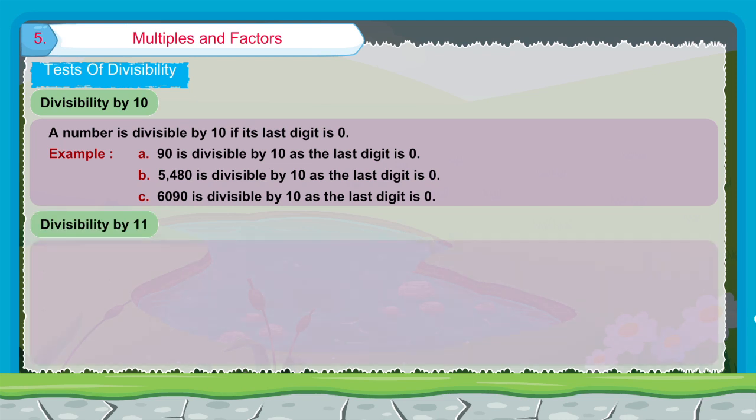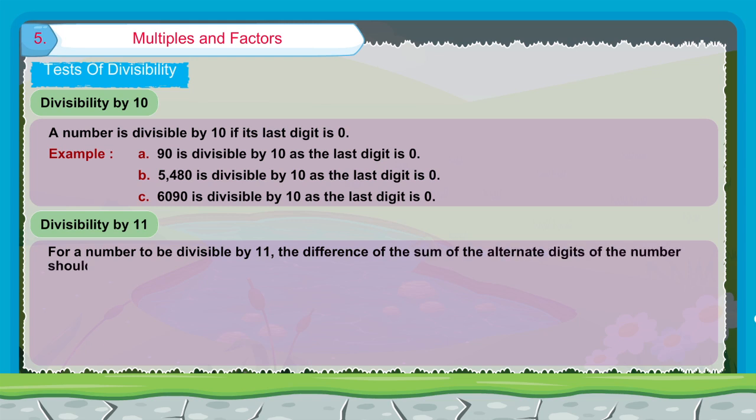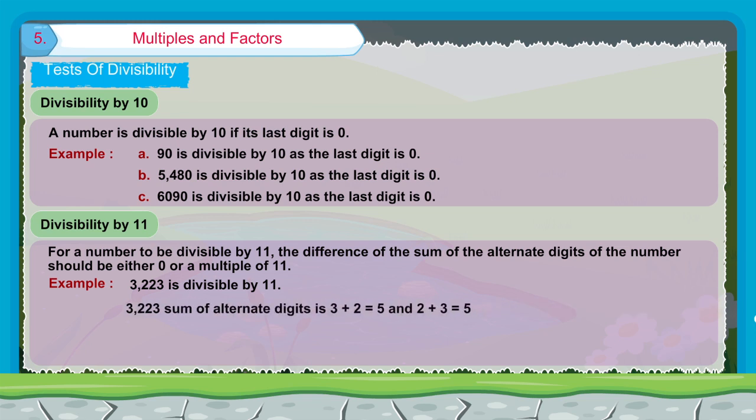Divisibility by 11. For a number to be divisible by 11, the difference of the sum of the alternate digits of the number should be either 0 or a multiple of 11. Example: 3,223 is divisible by 11. In 3,223, the sum of alternate digits is 3 plus 2 is equal to 5 and 2 plus 3 is equal to 5. Their difference is 5 minus 5 is equal to 0. Therefore, 3,223 is divisible by 11.